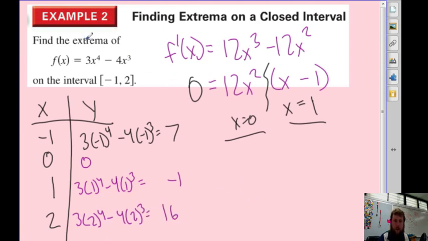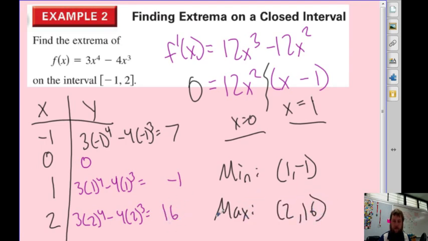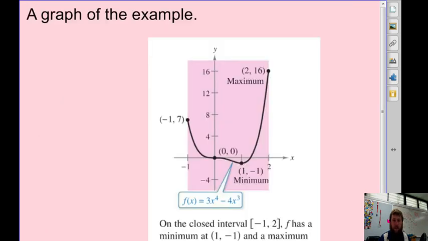We want to find the maximum and the minimum, so let's label which one is which. My minimum is going to happen at 1, -1. And my maximum is going to happen where y is the biggest, so at 2, 16. Here's what the graph of that looks like. I have all my points right here, and we have our maximum at 2, 16, and our minimum at 1, negative 1.